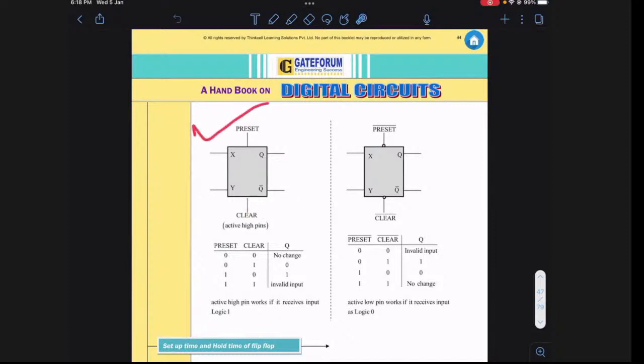So what is the difference between this and this diagram? It is almost the same. The only change is here, this is an active high pin, but here it is an active low pin. So you have to see the corresponding circuits carefully, whether it is active high or it is active low.